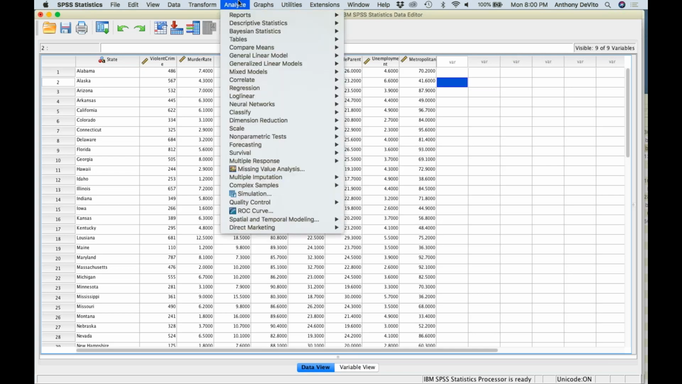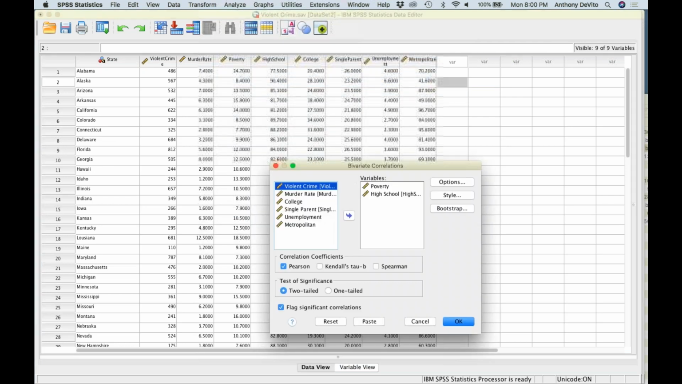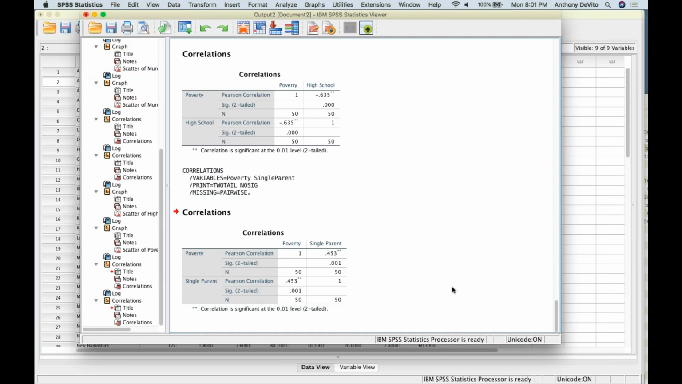Let's give that a try. Analyze, Correlate, Bivariate. And now I'm going to move high school out of here. I'm going to move single parent household, percentage of single parent households in here. I'm going to click OK. Let's see what our correlation looks like. Well, the correlation is 0.5453. So it's also significant, but the correlation is not as strong.